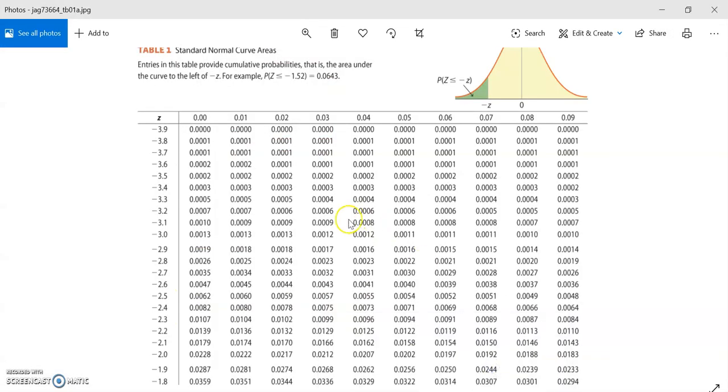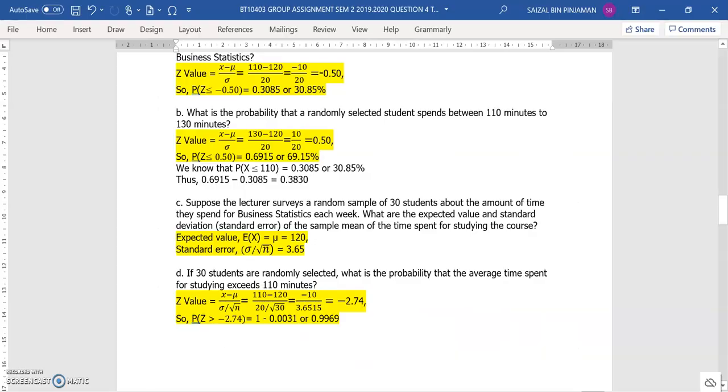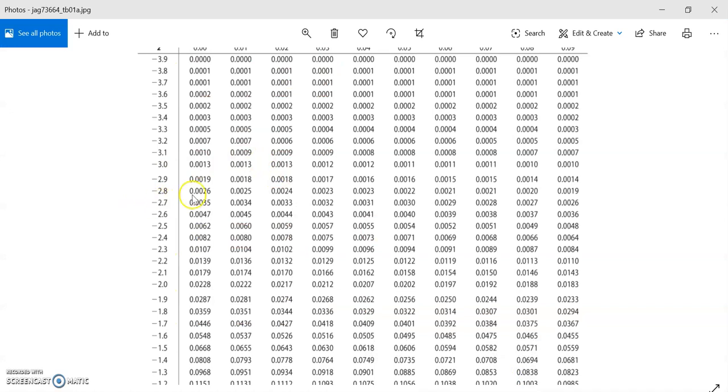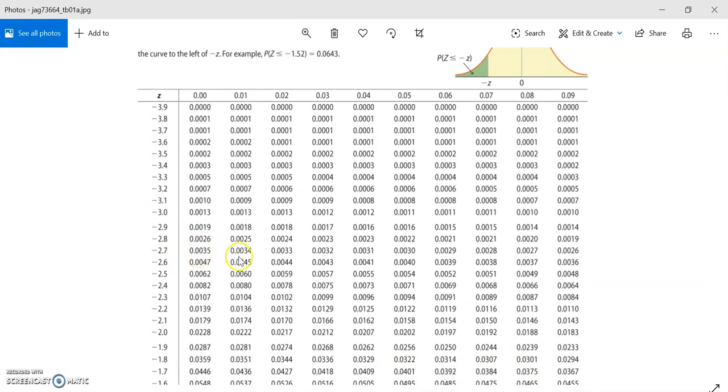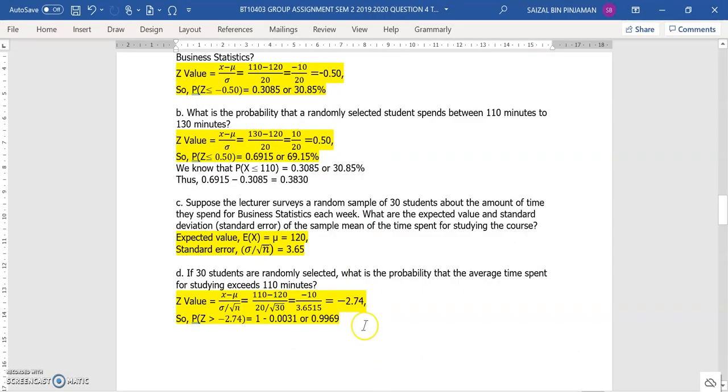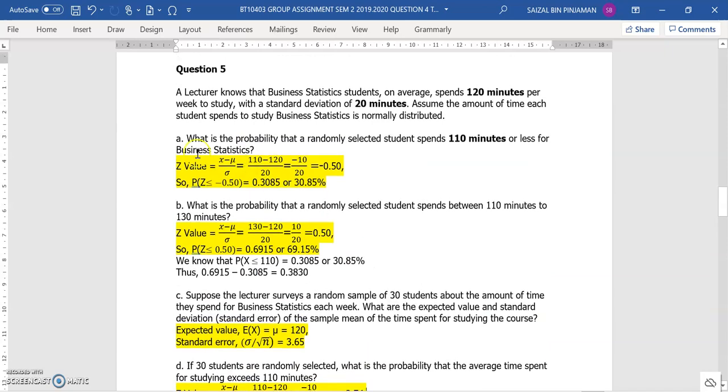So back to the question, we know that the z value is equal to negative 2.74. We refer back to the distribution table. Just to confirm, negative 2.74: 2.70, 2.71, 2.72, 2.73, and 2.75. So this is the probability. When z is equal to negative 2.74, the probability is equal to 0.0031.